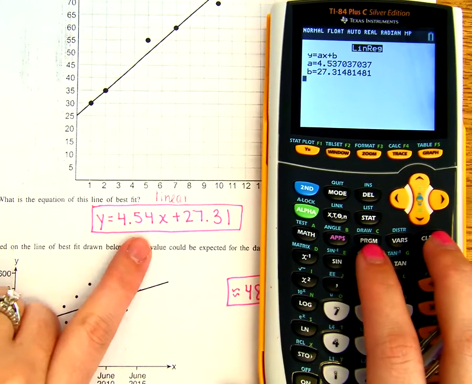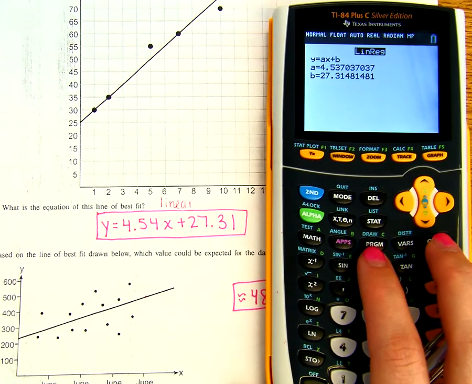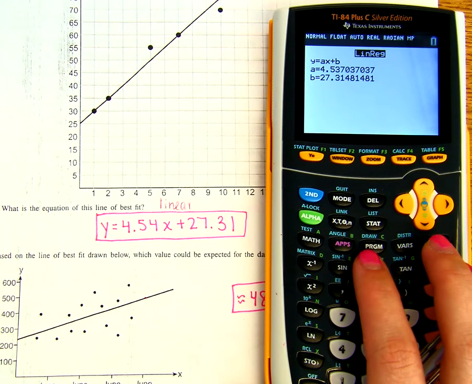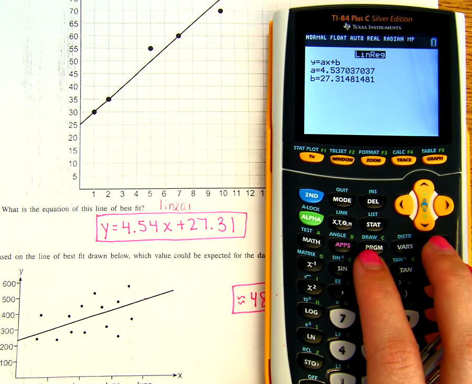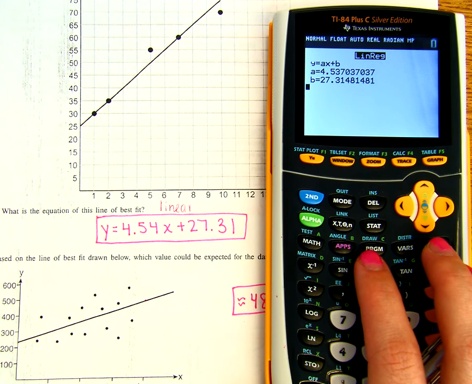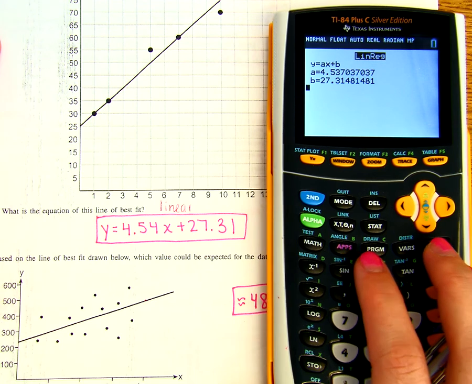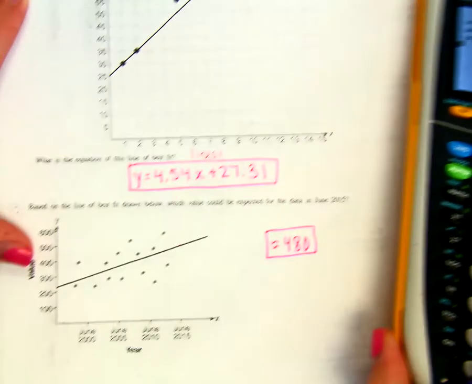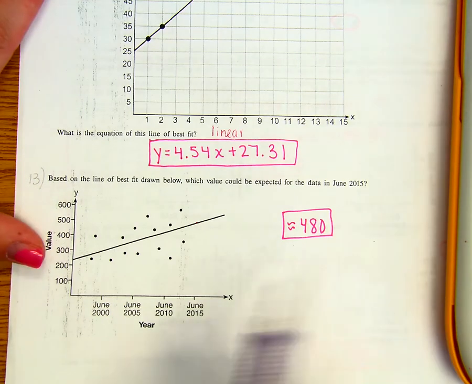If it doesn't ask for a specific decimal value, just give me 2 decimal places. If the question doesn't say round to the nearest thousandth or hundredth or whatever, just do 2 decimal places and that'll be okay. And then the last one was another prediction.